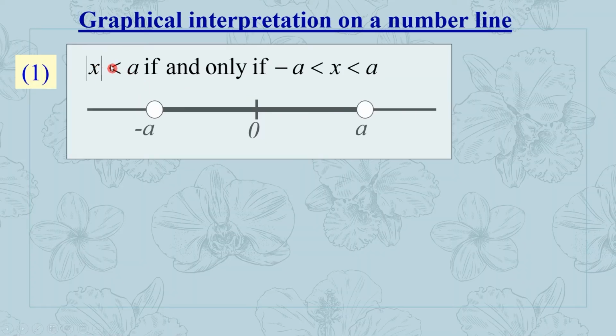Okay, if absolute value of x is less than a, it can be written as x is in between negative a and a, and the graphical interpretation is like this. So for example, if we have absolute value of x is less than 3, we can write the notation as x is in between negative 3 and 3. So by using a number line, it is located in between negative 3 and 3.